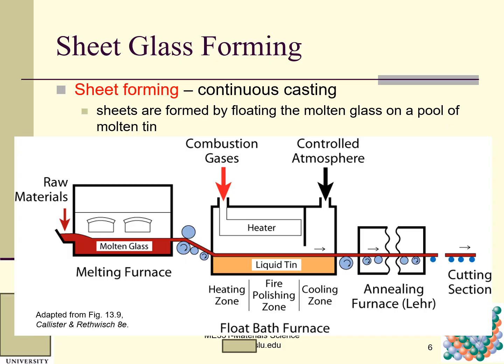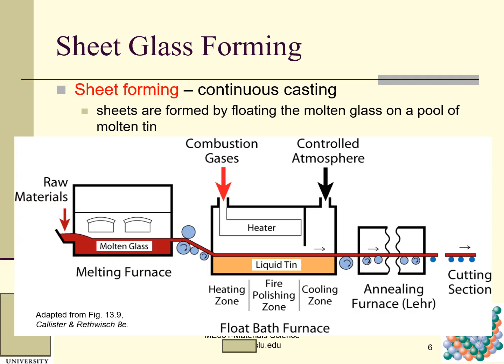And sheet forming here, and continuous casting here. So this is raw material. This is molten glass here. This is a melting furnace, and then it goes down. Here are the rollers, and this is liquid tin, and the molten material will be floating on the liquid tin.